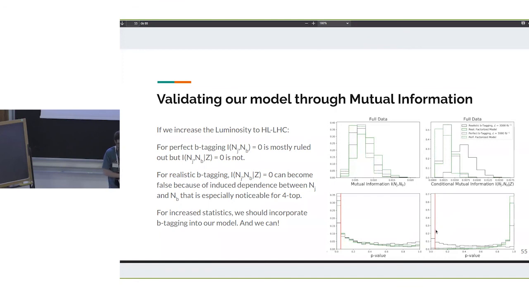So this means that for increased statistics, we should at least incorporate the B-tagging, which is something we can do, and is something we can discuss later, how to incorporate B-tagging and other features into the graphical model.